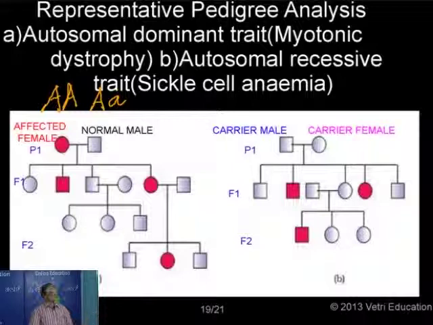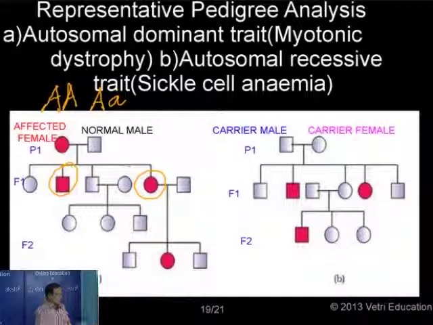You see that one male is affected, one female is affected. This results only when one of the parents is homozygous dominant and the other parent is heterozygous dominant. Now, coming to the next one. These two individuals are normal.